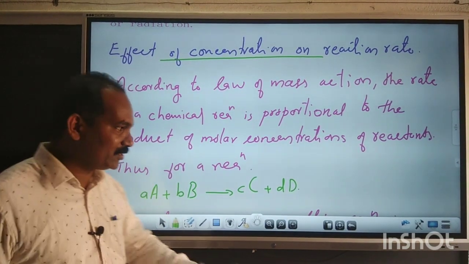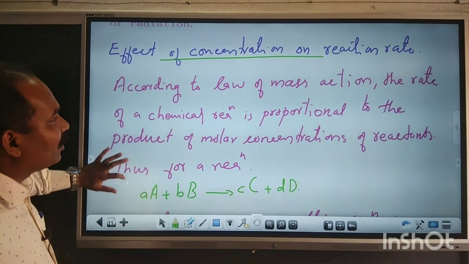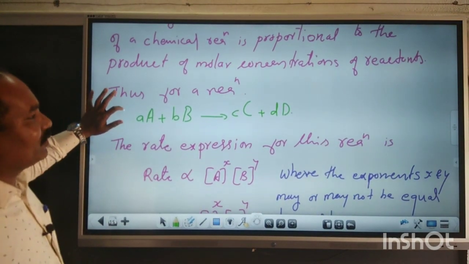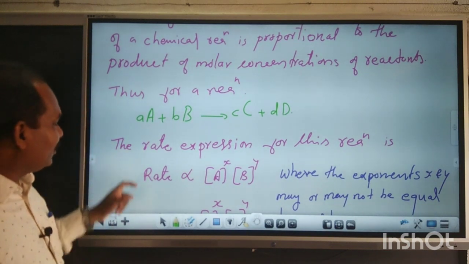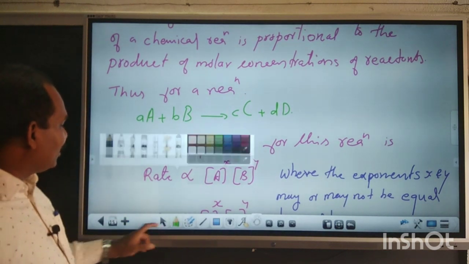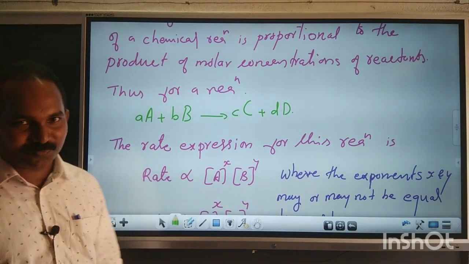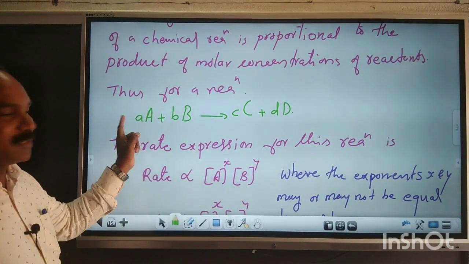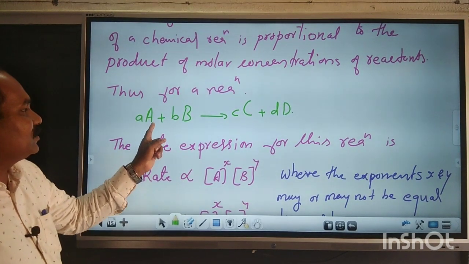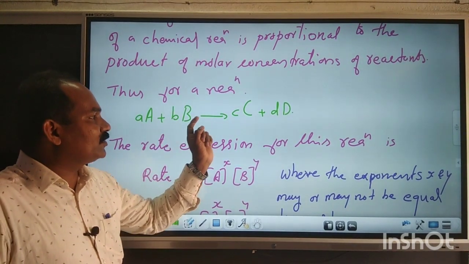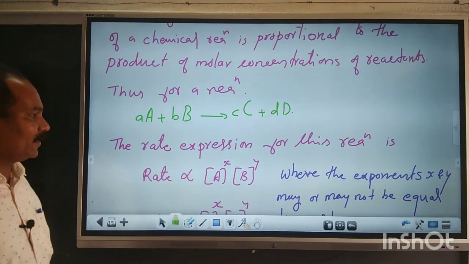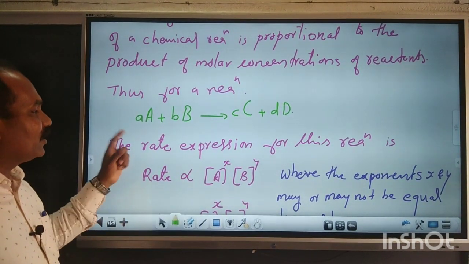You just revise the same in the NCERT book from the +1 classes. So refer to +1. Here again we consider a hypothetical reaction: a moles of A plus b moles of B gives c moles of C plus d moles of D. What about the rate expression?